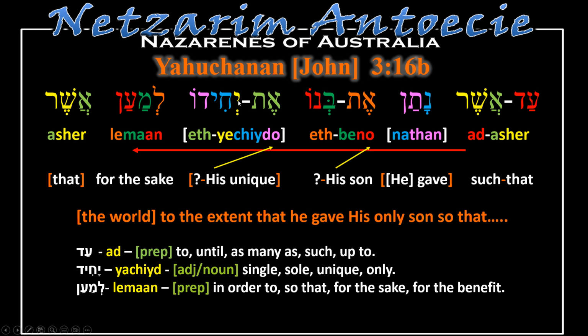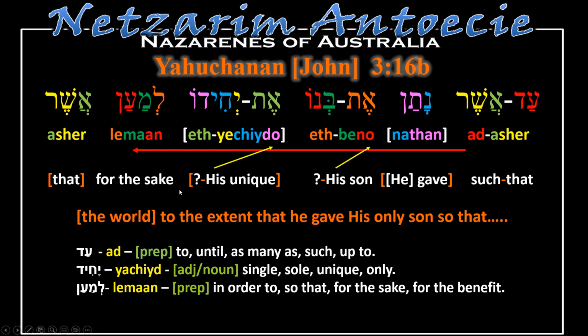Et, grammar marker, yechido. He's unique. So how do we get that? Yechid, as an adjective or noun, it means single, sole, unique, or only. So often they'll translate it, like here, as only. But I've decided to use his unique.